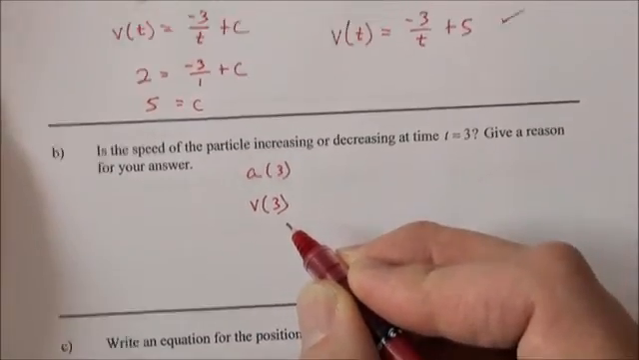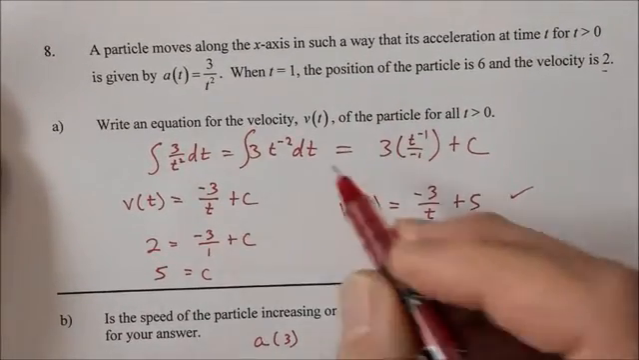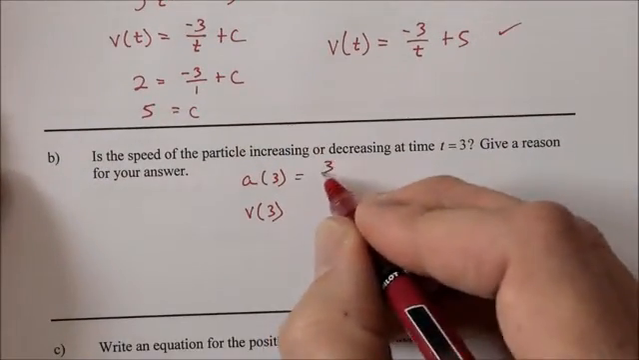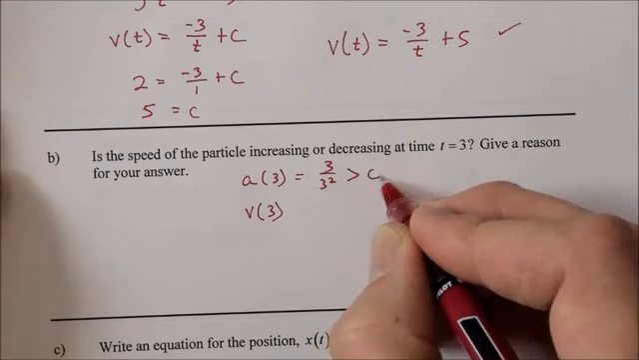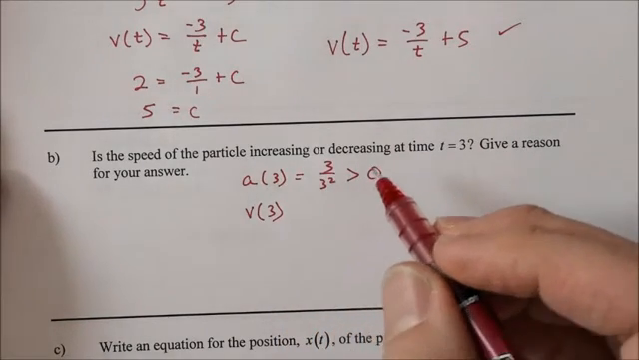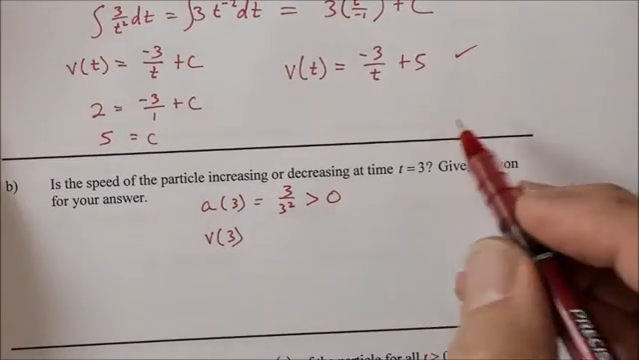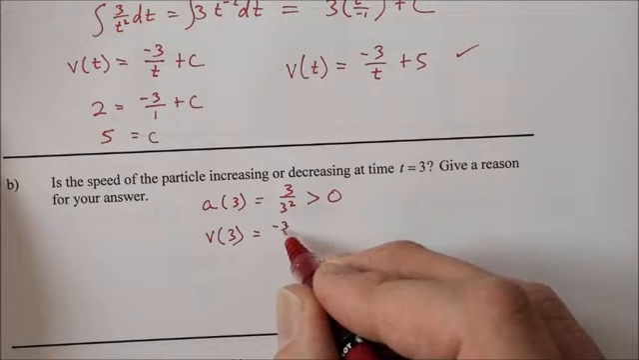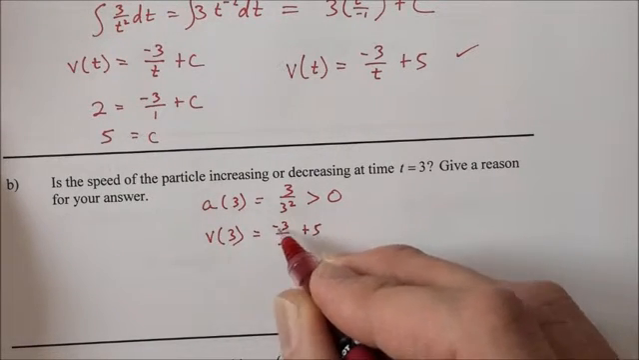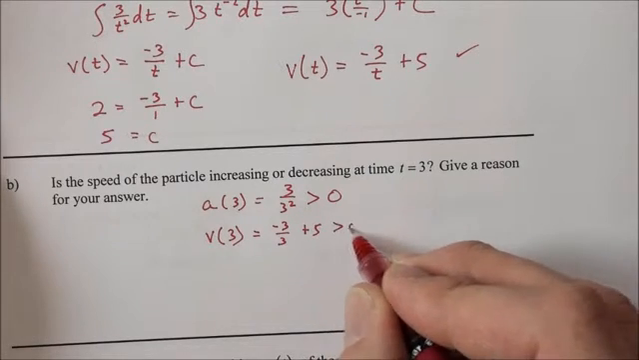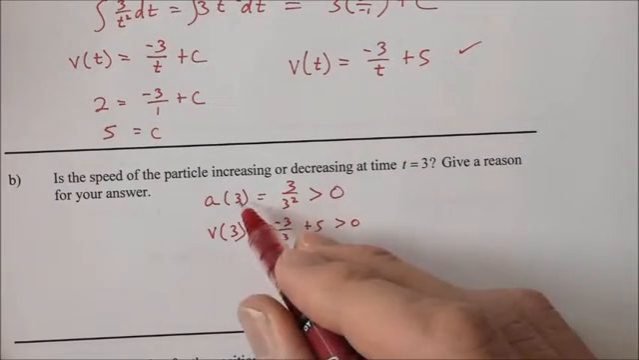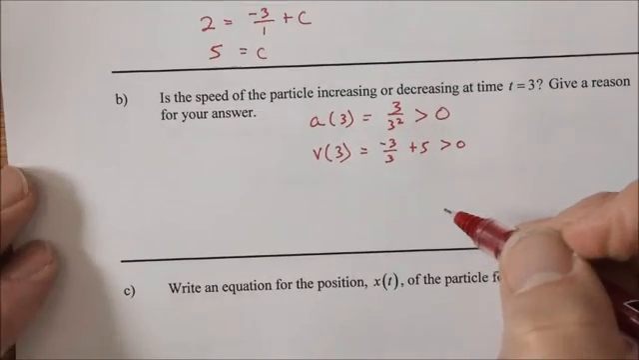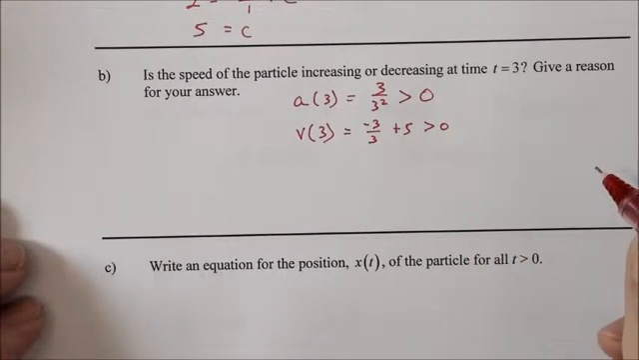All right, I'm going to scroll back up for a second. We see that a is 3 over t squared, so a of 3 will be equal to 3 over 3 squared, which is definitely positive. And v is right there, negative 3 over t plus 5. So v of 3 is going to be negative 3 over 3 plus 5. So that's negative 1 plus 5. So that's also positive. So both acceleration and velocity are positive at t equals 3, which means that the speed will be increasing.